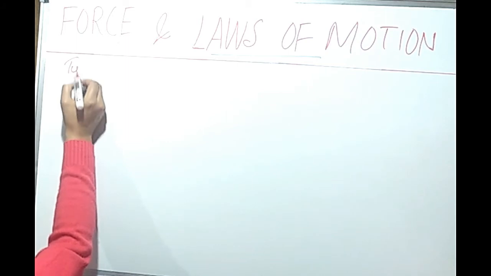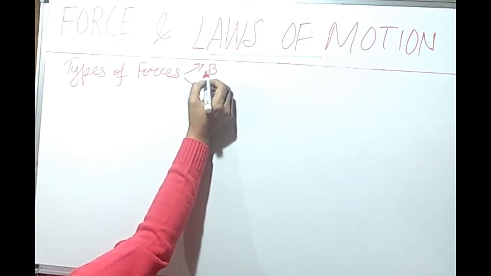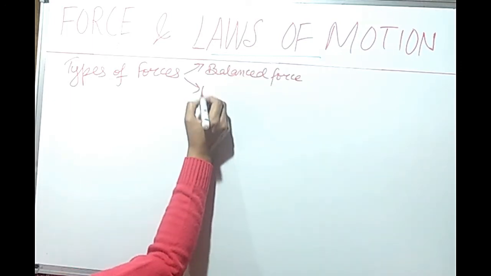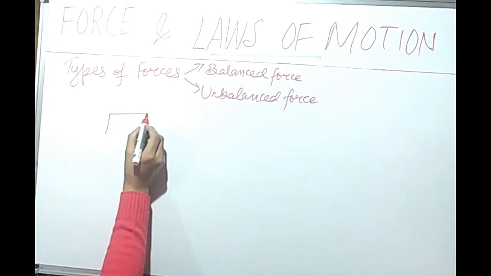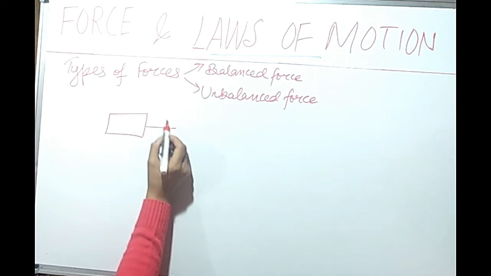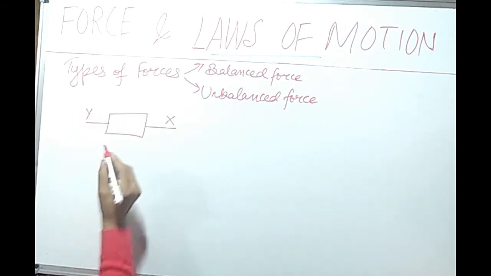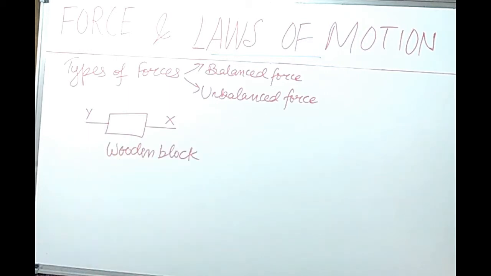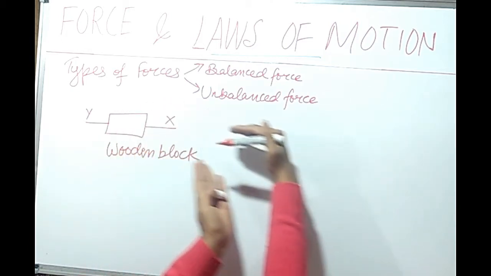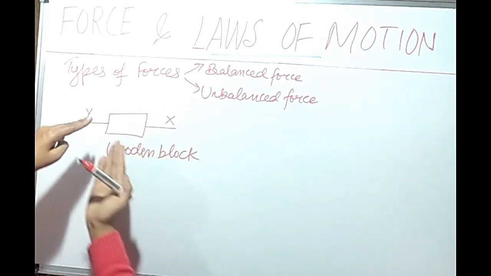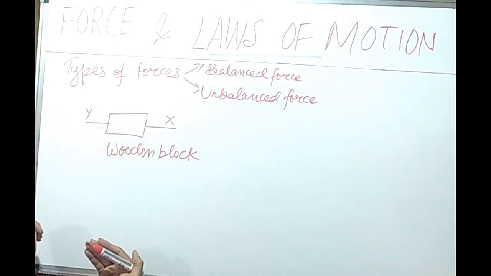Next is types of forces. We have 2 types of forces, balanced force and unbalanced force. Suppose there is a wooden block and 2 strings X and Y are tied on opposite faces of this block. This is a wooden block. When I apply some force along the X direction, this block will move in the X direction. And when I apply some force along the Y direction, it will start moving in the Y direction.